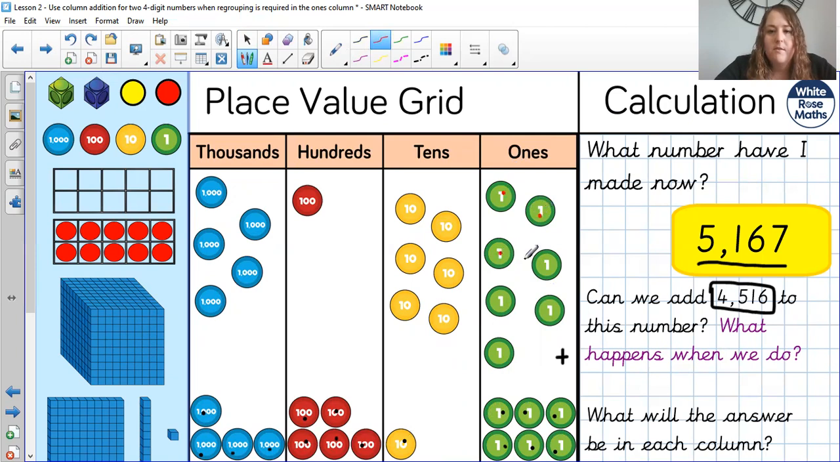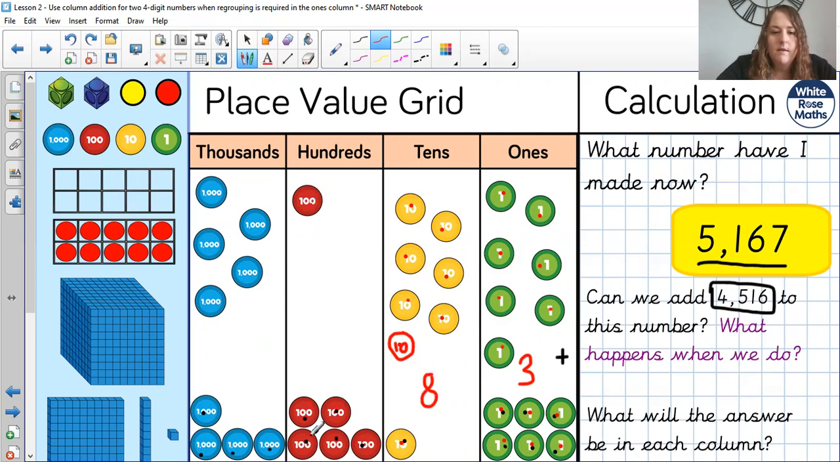1, 2, 3, 4, 5, 6, 7, 8, 9, 10, 11, 12, 13. So I'm going to leave the 3 from my 13 in the ones column, and I'm going to draw another ten here. So that's still showing that answer of 13, but in a slightly different way. Now let's add my tens. 1, 2, 3, 4, 5, 6, 7, 8. 8 in my tens.